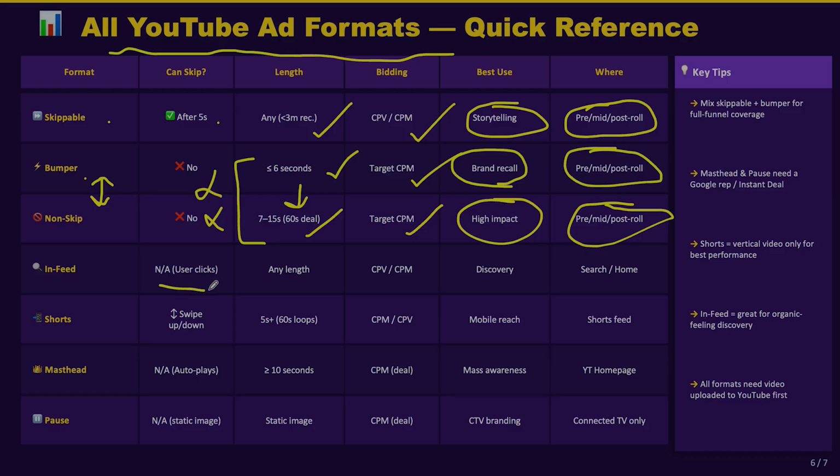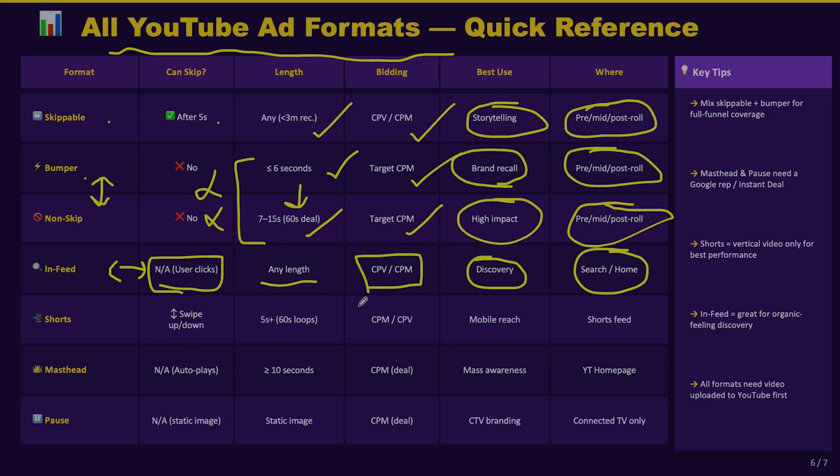Then the in-feed ads, where users click on them. Do users skip these ads? No. If the user clicks on it, then we are charged, because they come within the feed itself. It doesn't appear as a video directly. It can be of any length because it's a YouTube video coming within your feed as an ad. What is the bidding type? CPV, cost per view, or cost per 1000 impressions. It is best used for discovery campaigns. It comes on the search page or the home page of the YouTube feed.